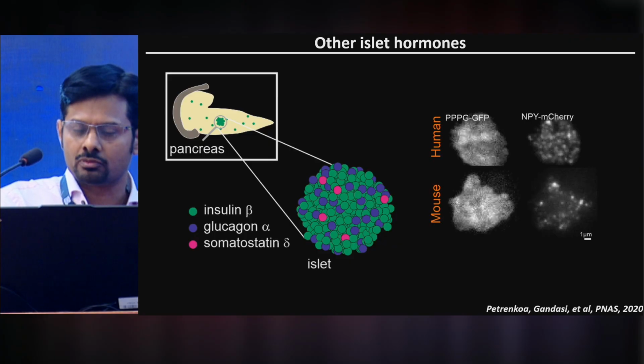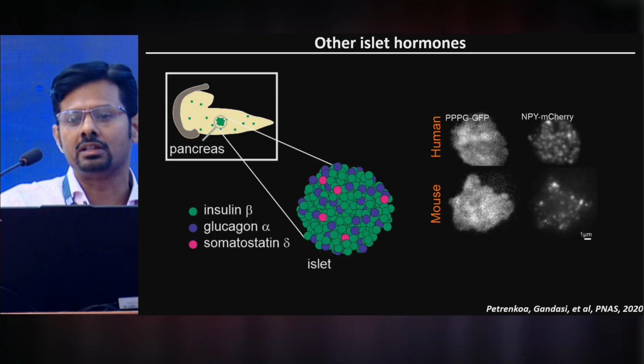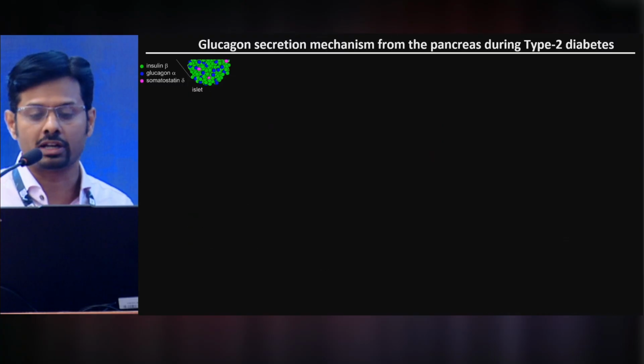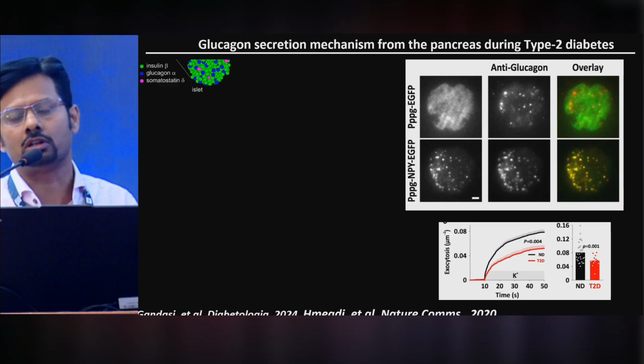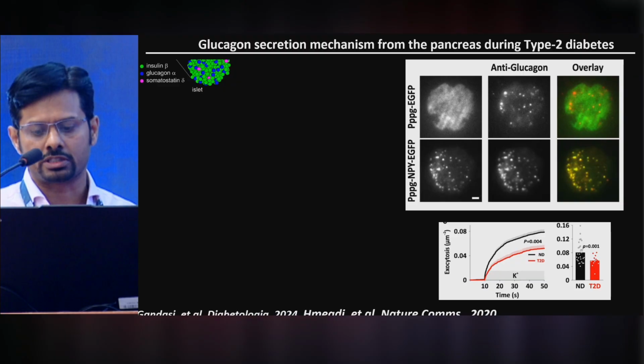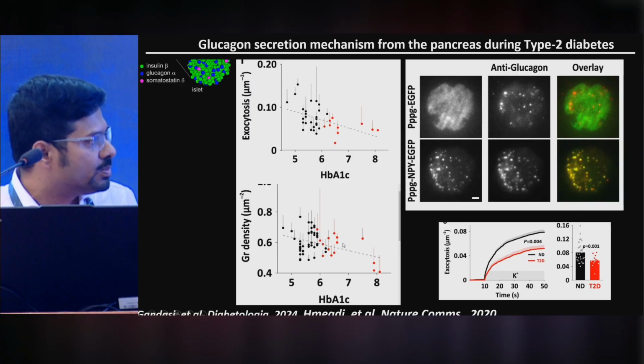So apart from this, we also study other hormones. I said hyperglycemia, which is all linked to insulin. The other is hypoglycemia, which is more related to glucagon. We try to develop a marker there. And in glucagon as well, when we see the human donors, we do see a compromised glucagon secretion, which we see also a very nice correlation in this case with HbA1c.